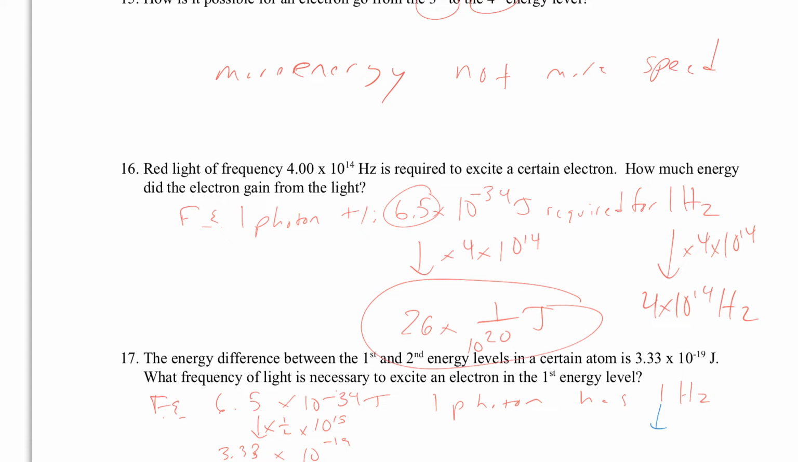This is a direct relationship because the graph for energy and frequency looks like that. So this is going to be times 1/2 times 10 to the 15th. So this is 0.5 times 10 to the 15th.